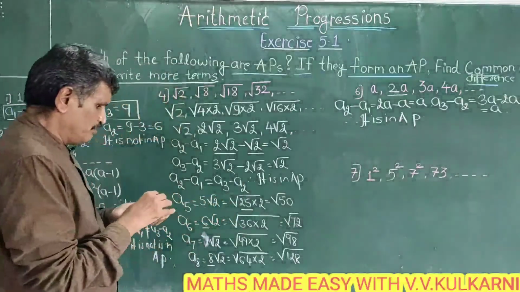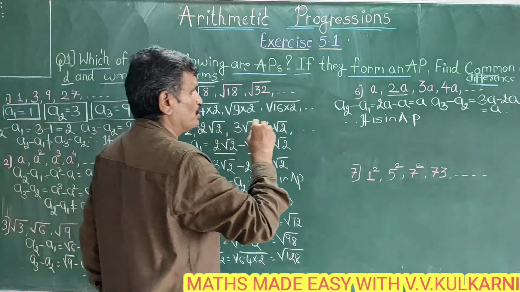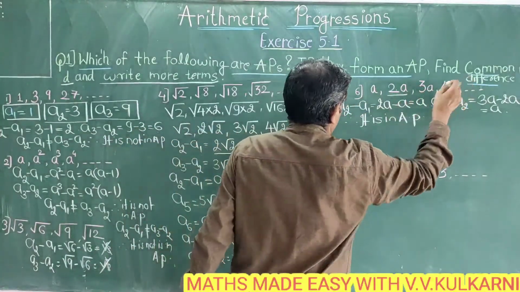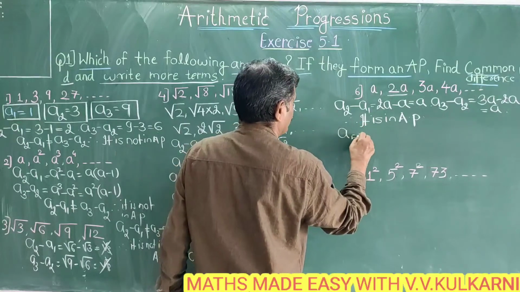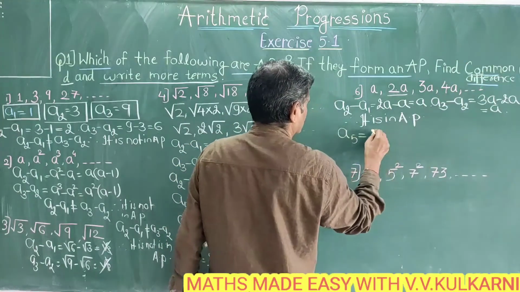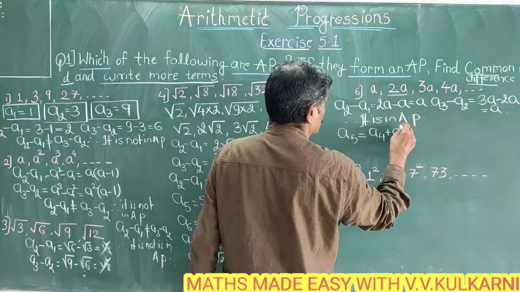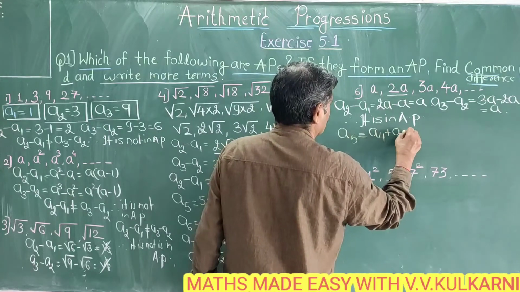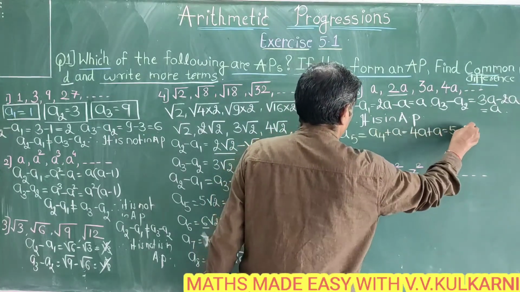If it is in AP, then find more terms. More terms means what? The fifth term I should find out. The fifth term will be the fourth term plus the common difference. What is the common difference? A. That is 4A plus 1A, that is 5A.